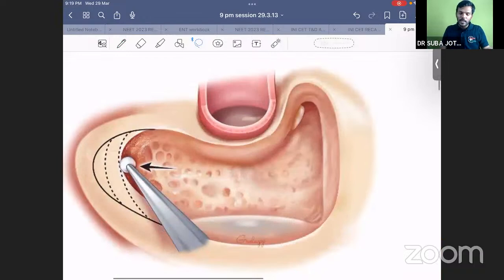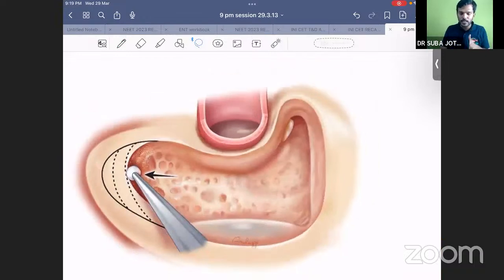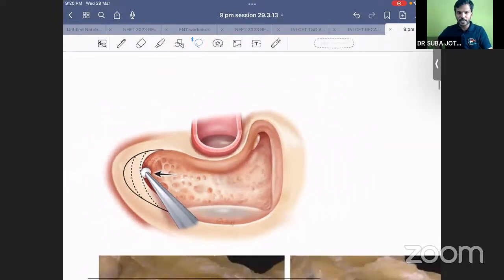This is a post-operative demonstration of cortical mastoidectomy. Okay, so is this a right side ear or left side ear? Please answer. Everyone, please answer. I have shown you both the images. Again, I'll show you.